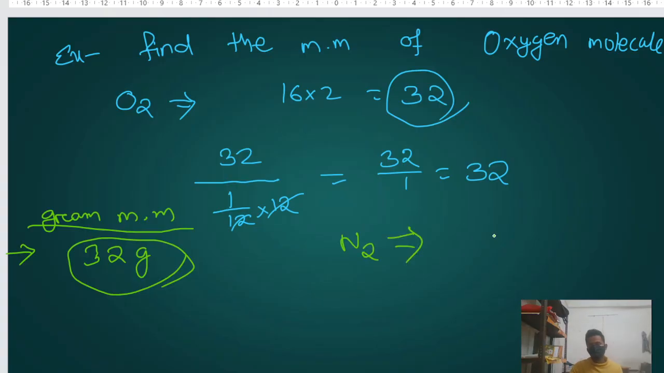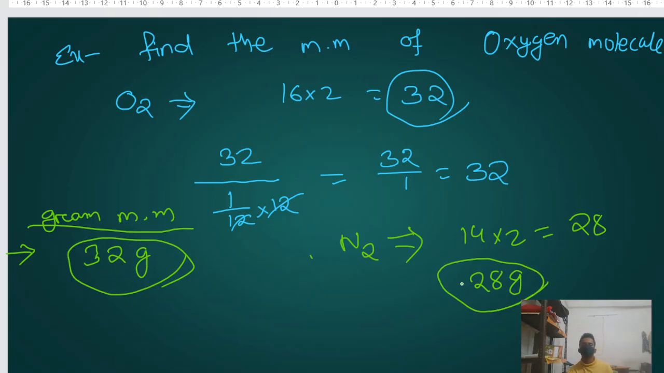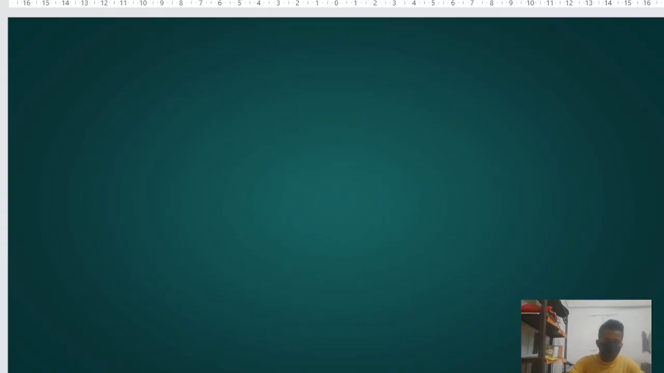Okay, so the molecular mass of this N2 is 14 into 2, that is 28. So 28 gram will be the gram molecular mass of the nitrogen molecule. Okay, so I can write here the definition for gram molecular mass.